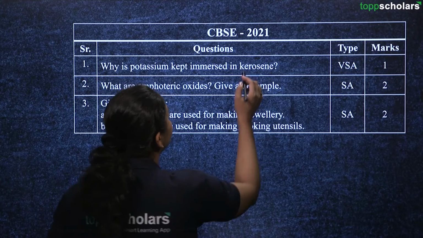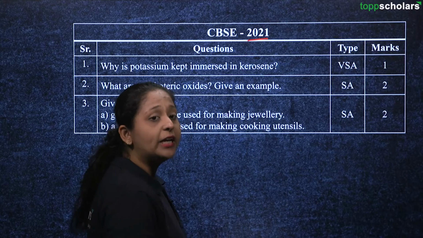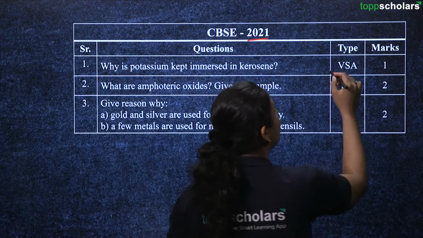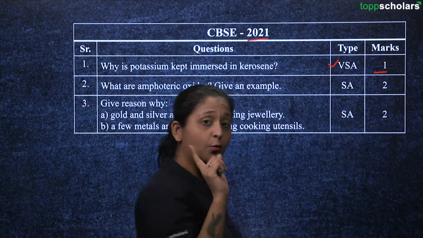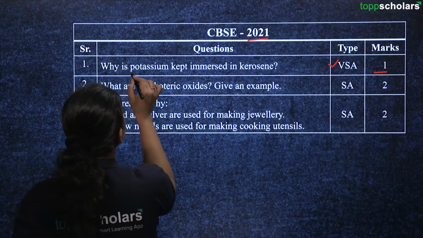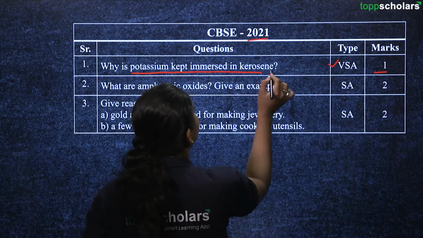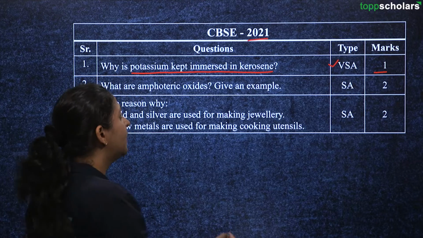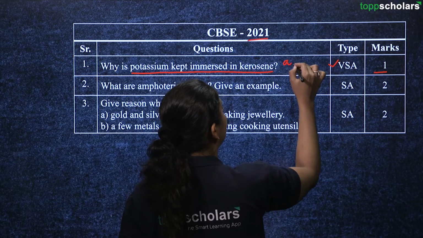Next question is from the year 2021. In the year 2021, we will be checking out the 3 questions. One is a very short answer type question giving you 1 mark. Why is potassium kept immersed in kerosene? What is the reason for that? Such a simple answer here: so that they do not come in direct contact with air.